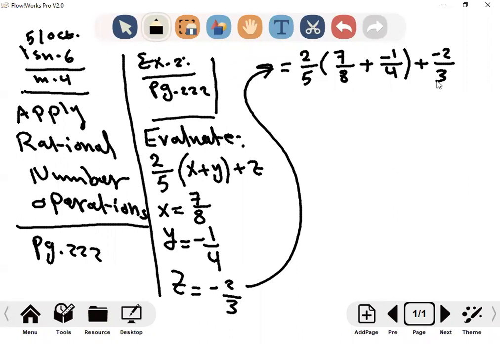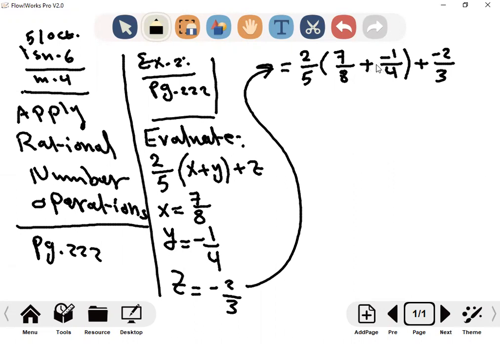Now take a look at your numbers here. All of them are fractions, right? So no need to turn anything. It's already done. Now, in order of operations, yesterday we said we start with parentheses. So we have parentheses here, and inside the parentheses, I have addition of two fractions, right?